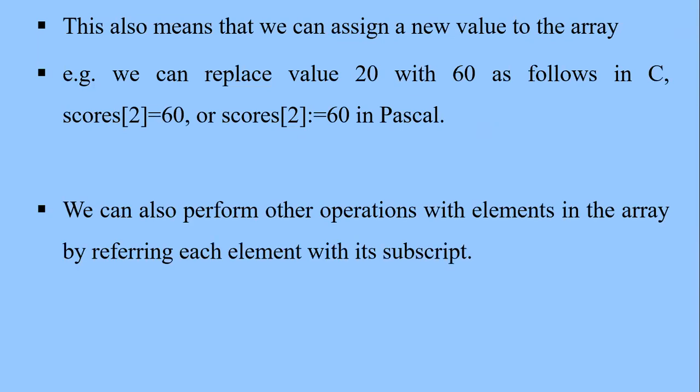We can also perform other operations with elements in the array by referring to each element with its subscript. For example, we can add the element in subscript 6 of the array to the element in subscript 0 of the array, and the sum we assign to a memory location called D. So this is how we do it in C.